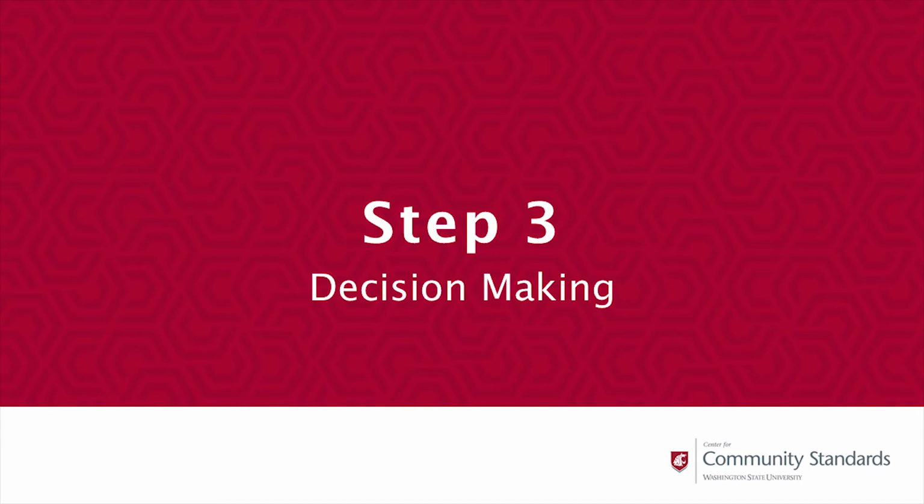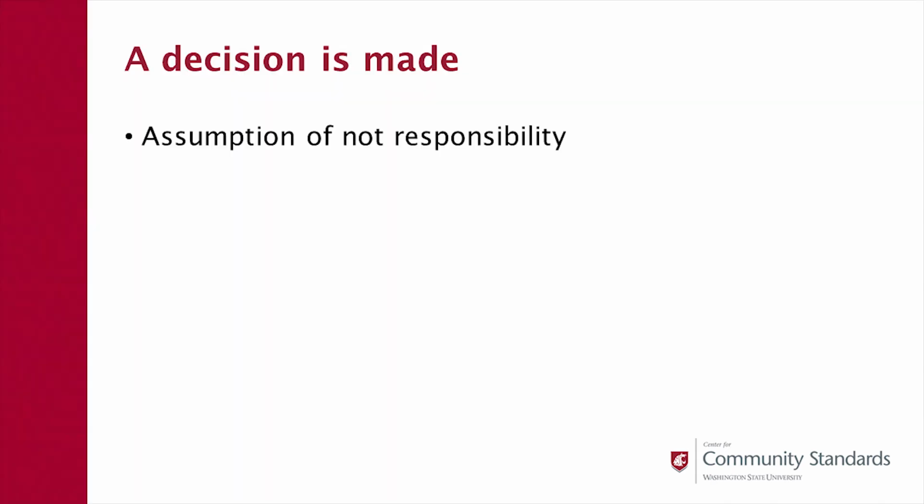Step 3 in the community standards process is decision making. This is where your conduct officer or conduct board will decide the outcome of your situation. When your conduct officer makes their decision, they make an initial assumption that you're not responsible for violating the expectations of our community. Then they'll evaluate all of the evidence available and determine if it's more likely than not that you violated our community standards. You will be notified of the decision at the end of your hearing or via email within 10 calendar days of your conduct officer hearing.